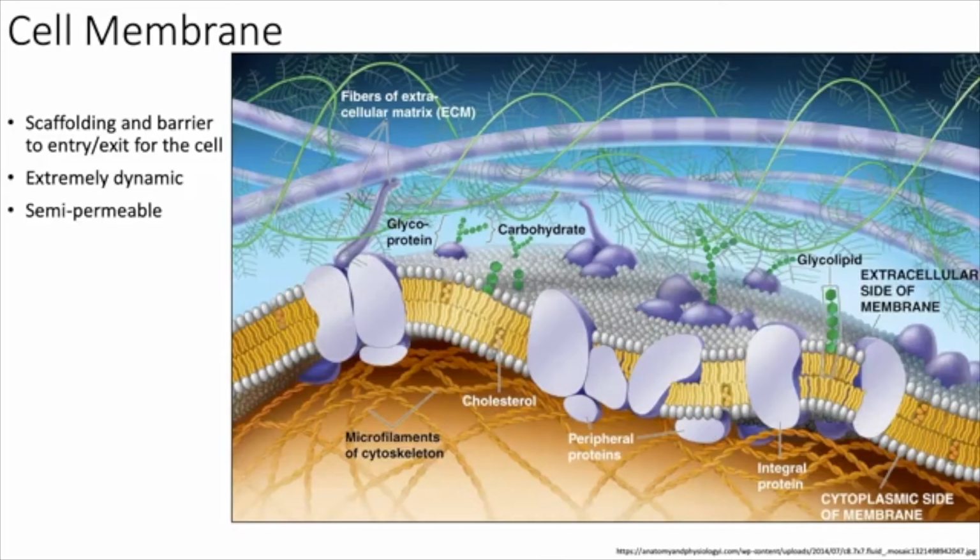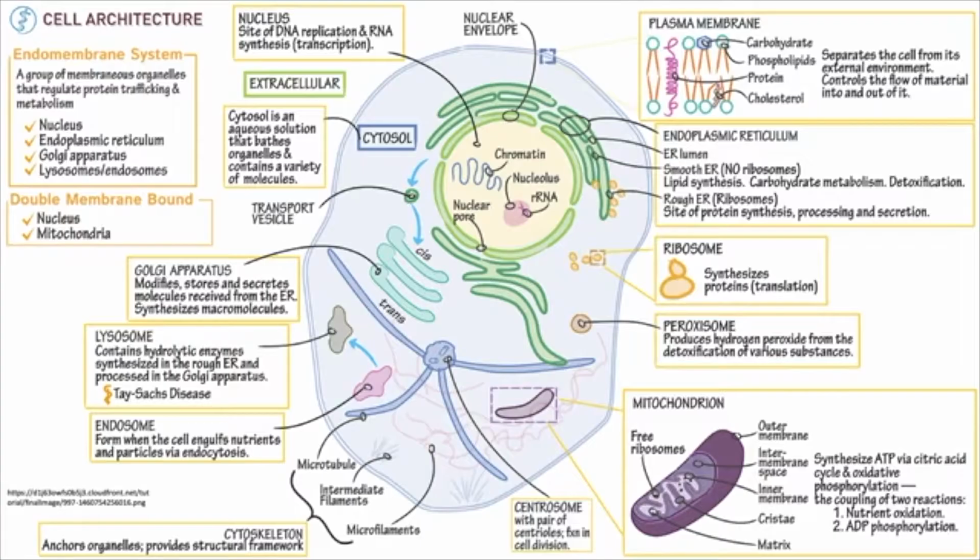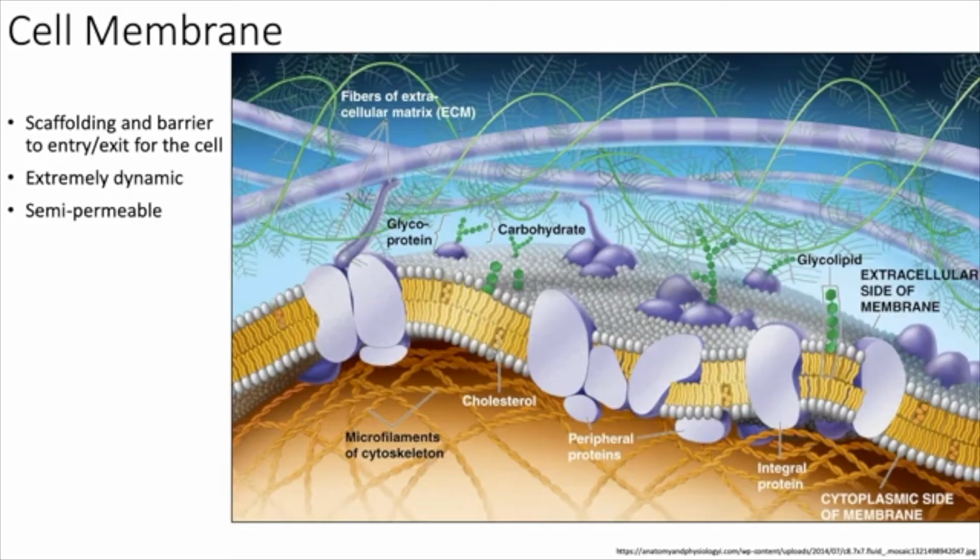So that scaffolding, we usually think about it on the outside of the cell, right? But it doesn't necessarily have to be. It's all over the cell. Every single one of these organelles has a phospholipid bilayer, sometimes two, like with the nuclear membrane or with the mitochondria or a chloroplast. And so it's really important that we understand how they work, because without phospholipid bilayers, cells don't work.